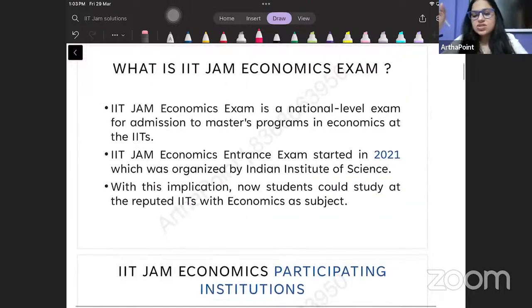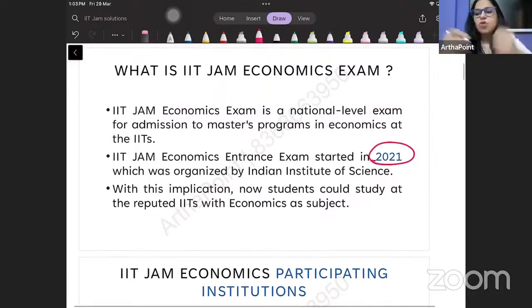Right, beta? So let's try and understand first of all, what is IIT JAM Economics paper? Basically, IIT has since 2021 started its entrance exam in the field of economics. Earlier, IIT was only known for the field of science, right? But now we have Masters in Economics program at IIT as well. And therefore, since 2021, IIT has been organizing an all India joint entrance exam for students to take admission in the master's program in IIT.